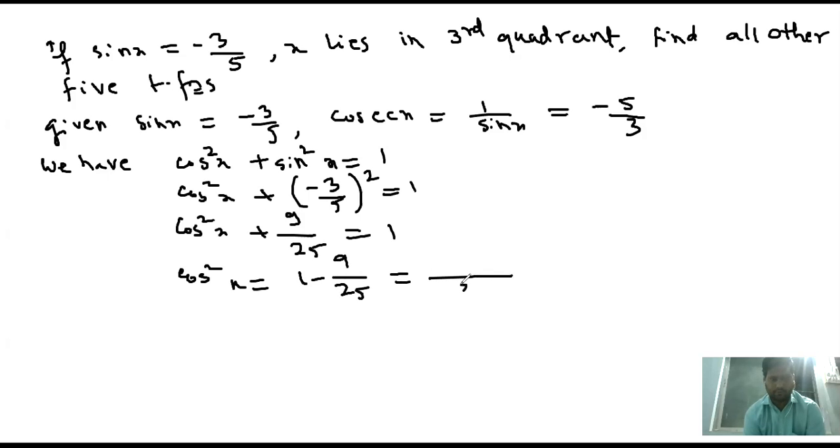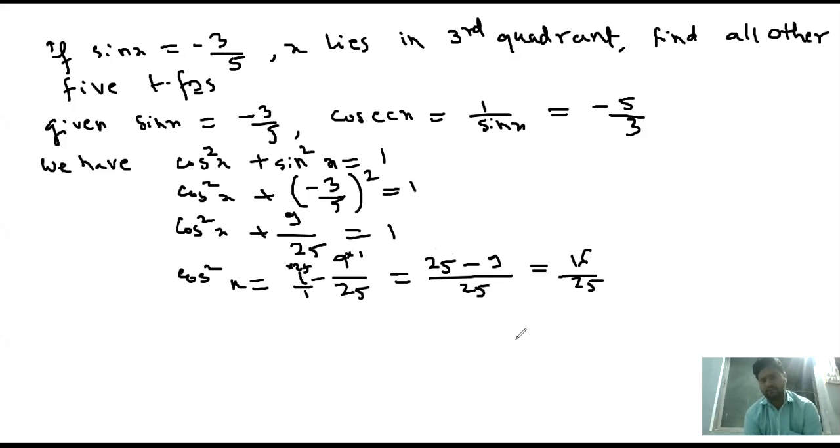So here 25 is the LCM, and the denominator of 1 is 1, so we multiply 25 here and the 1 is multiplied by 25. So 25 into 1 is 25, minus 9, which is equal to 16 by 25.